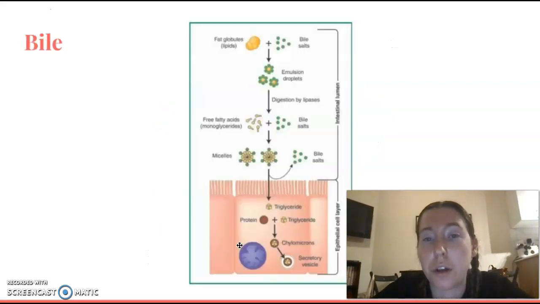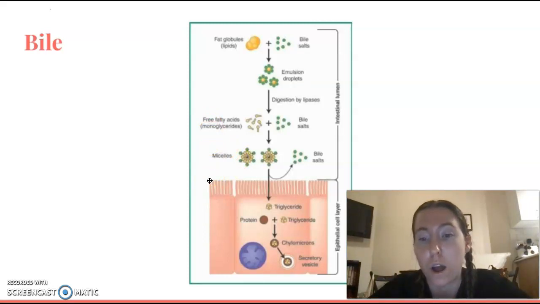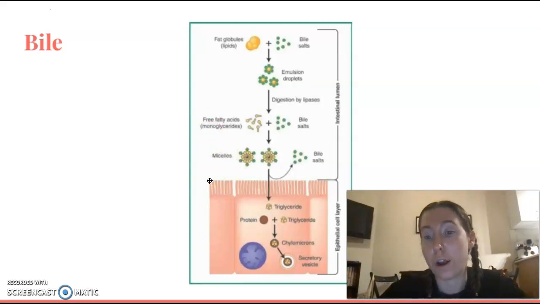Bile is really notable in its role in helping the digestion of lipids. So bile is composed of bile salts, bile pigments, which are waste products like bilirubin, as well as cholesterol. And like I mentioned before, they're really important in the breakdown of lipids. So kind of what that looks like is that lipids in chyme are hydrophobic, or water hating. So they bind together in large clumps.